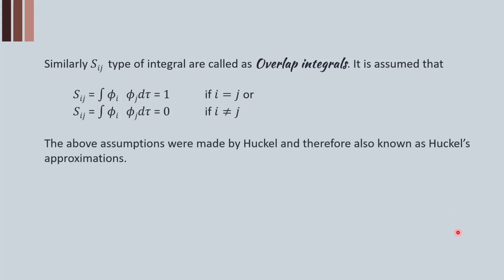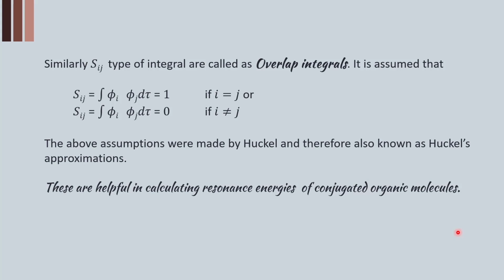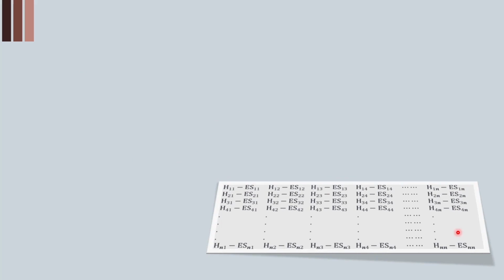Because they were developed by Huckel, these are known as Huckel's approximations, and they are very good in estimating the resonance energies of cyclic or non-cyclic conjugated systems. So Huckel's theory is very important in finding the resonance energies of various systems.